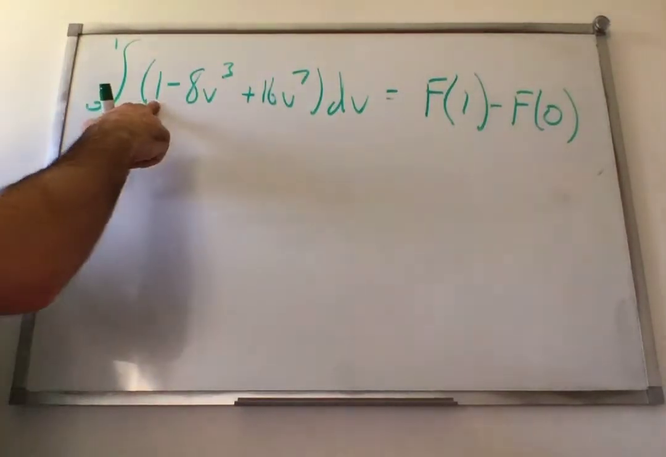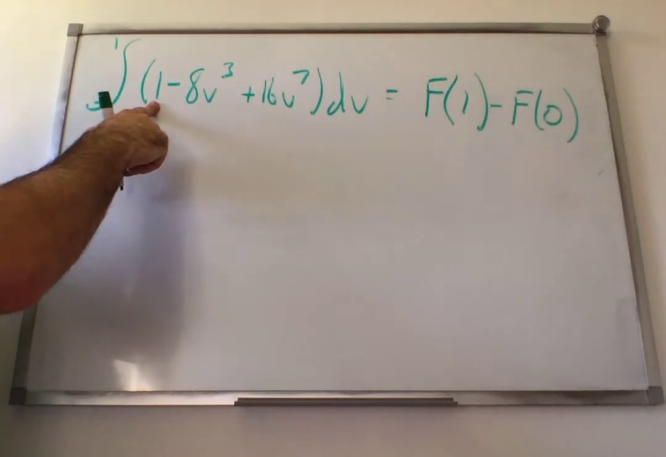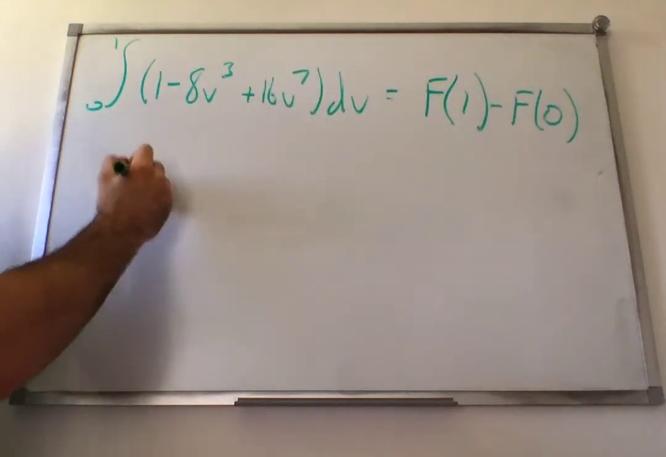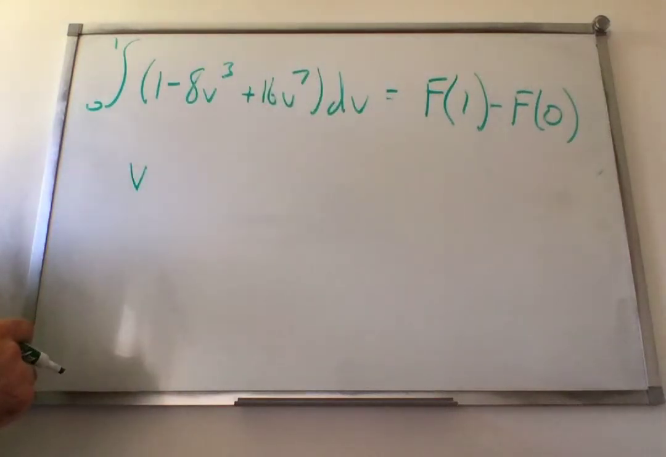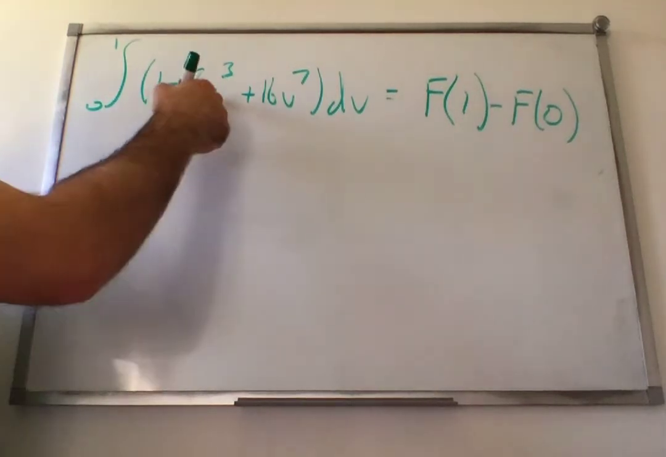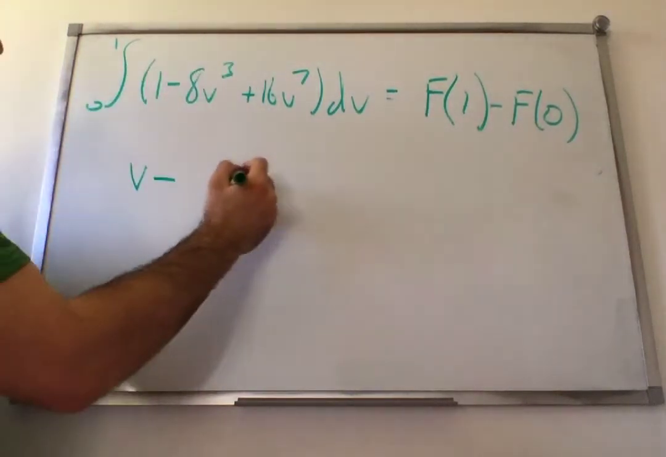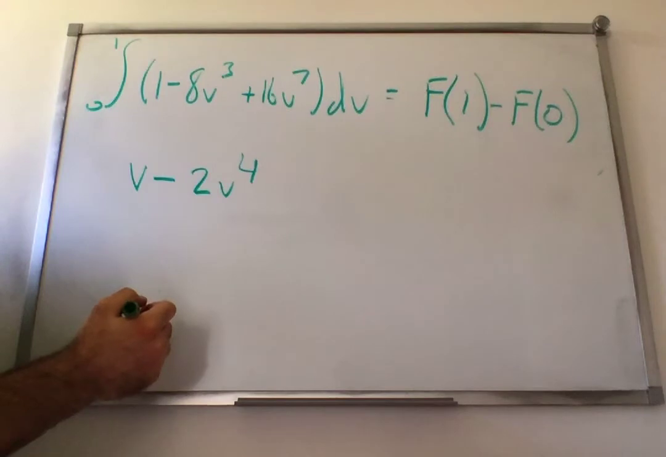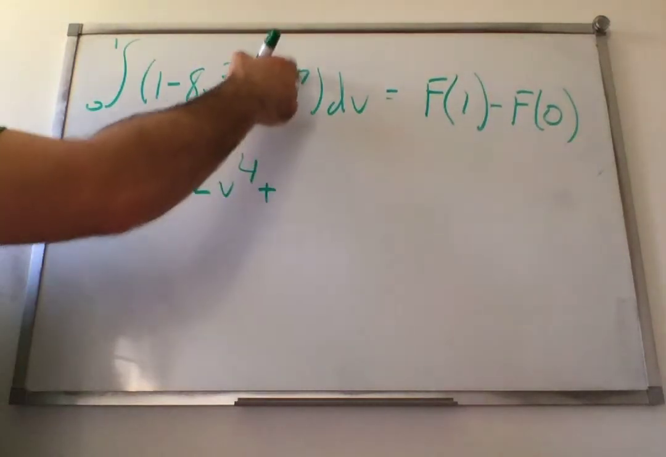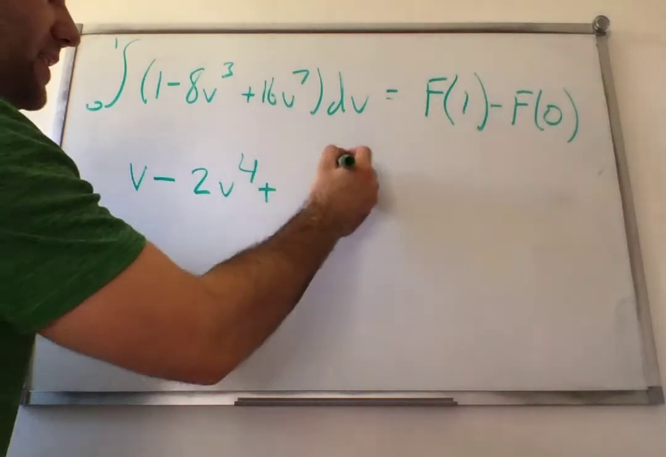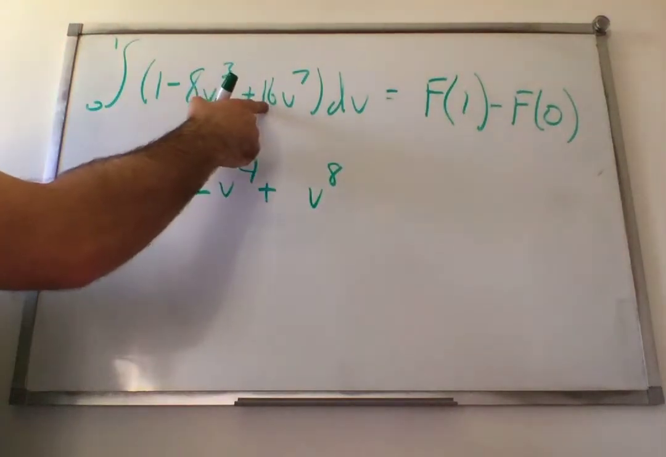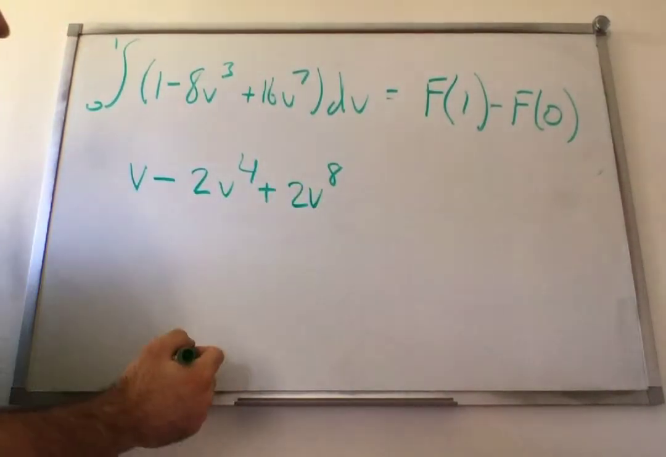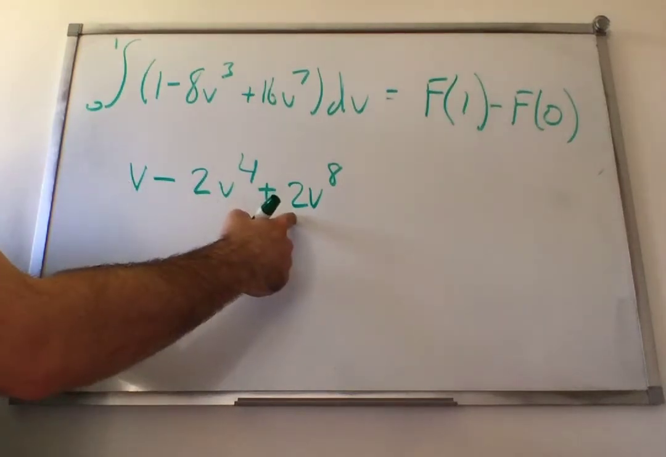So the antiderivative of 1. What would I have to take the derivative of just to give me 1? Remember, our variable here is v. Well, that's v. Okay? Minus, undo the power rule. Go up 1 power, v to the 4th. Now divide by this power. 8 divided by 4 is 2. Plus, go up 1 power, you get 8. So this is v to the 8th. And then take the coefficient, divide by the power right here. 16 divided by 8 is 2. So now I have the antiderivative.